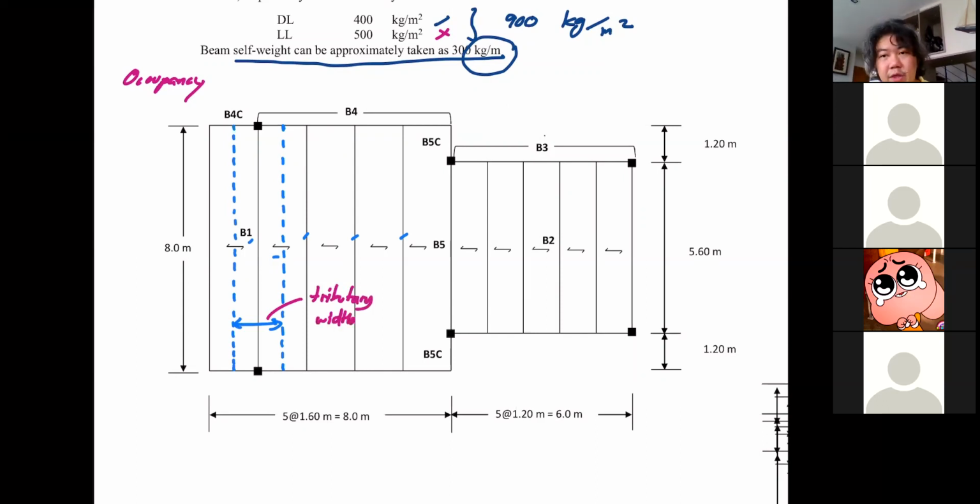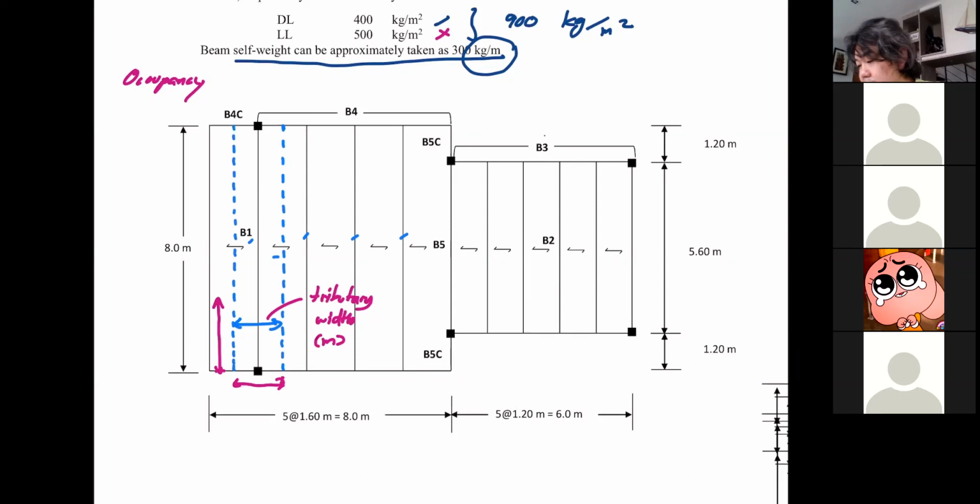When you know the tributary width, you multiply the tributary width with the load per area, and it becomes the load per length. Just look at the dimensions of the beam. You have the width and then you have the length. If you multiply the width with the length, it becomes the area, but we don't need the area. We need the uniform load because this will become the uniform load acting on your beam.